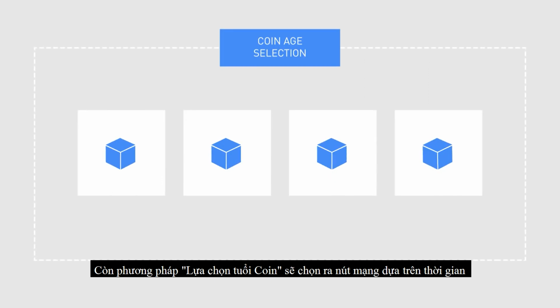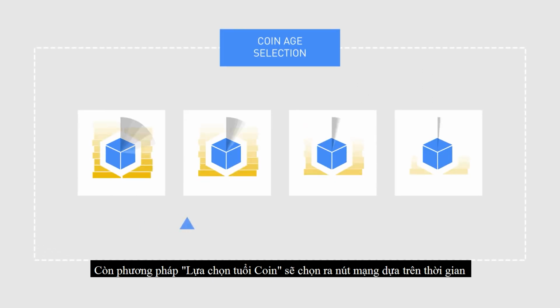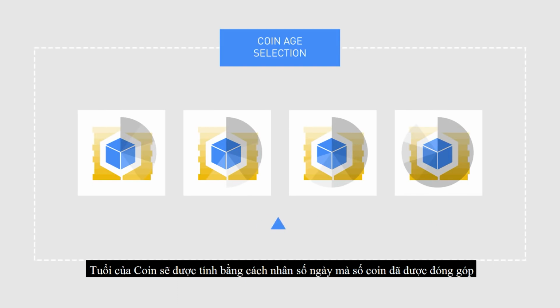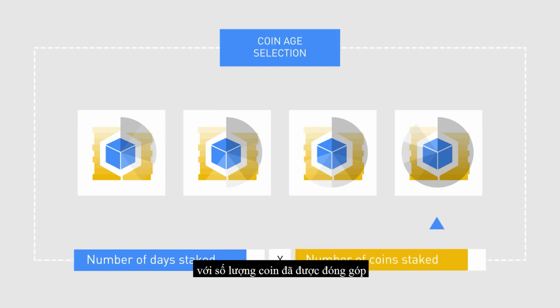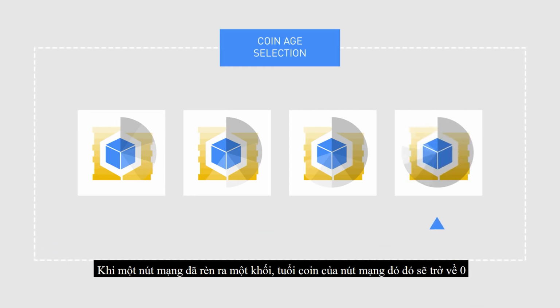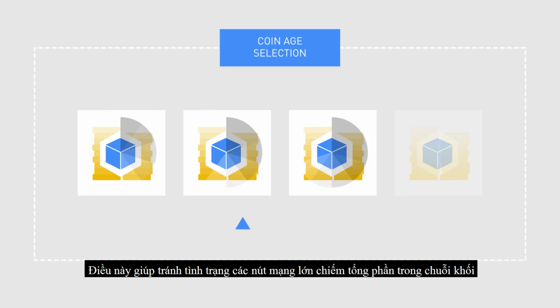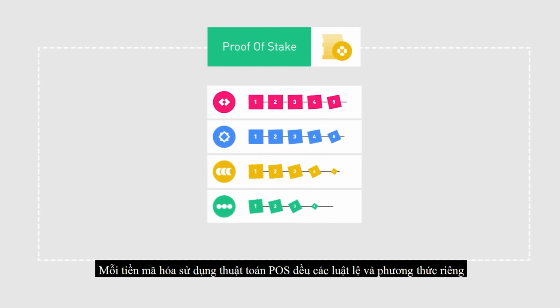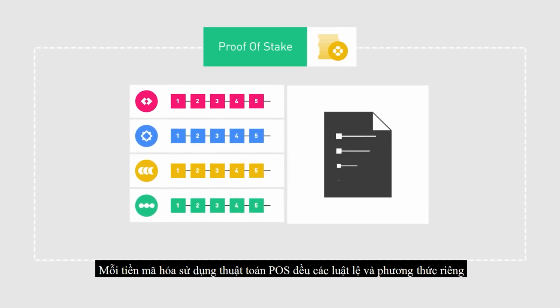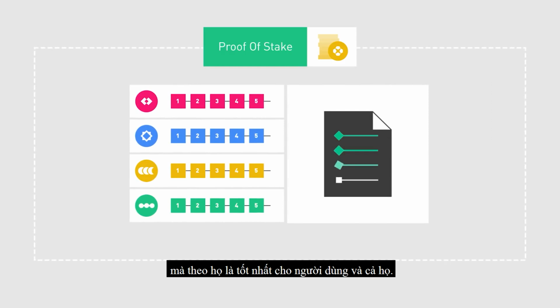The coin age selection method chooses nodes based on how long their tokens have been staked for. Coin age is calculated by multiplying the number of days the coins have been held as stake by the number of coins that are staked. Once a node has forged a block, their coin age is reset to 0, and they must wait a certain period of time to be able to forge another block. This prevents large stake nodes from dominating the blockchain. Each cryptocurrency using proof of stake algorithm has their own set of rules and methods combined for what they think is the best possible combination for them and their users.